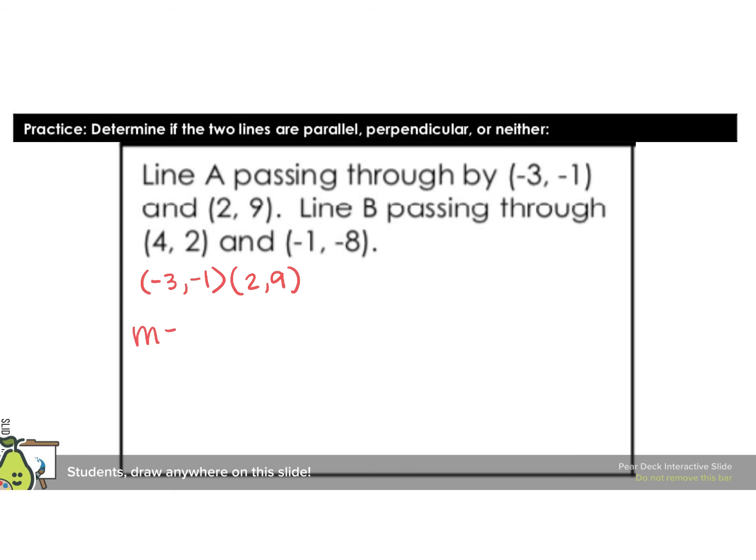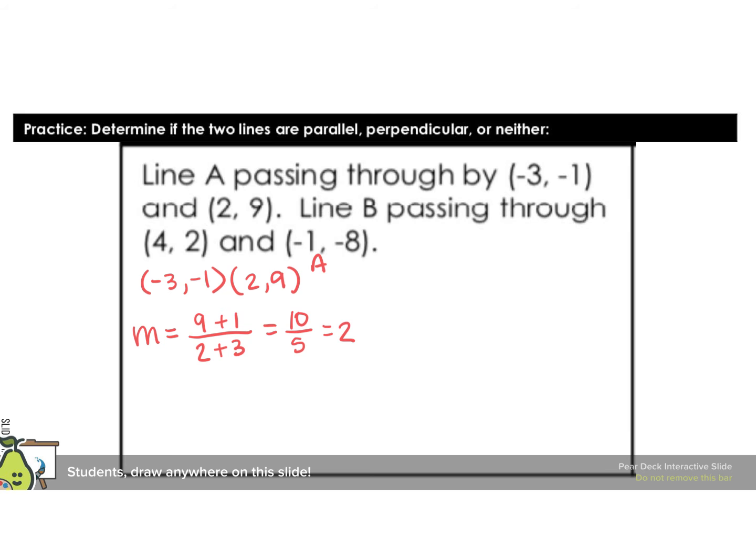Remember, we're going to do y2 minus y1, that's plus 1 because it's negative, over x2, which is 2, minus x1, which is -3, so it's plus 3. So we get 10 over 5, which equals 2. Now we're going to find the slope of the second line, line B. This one was line A.